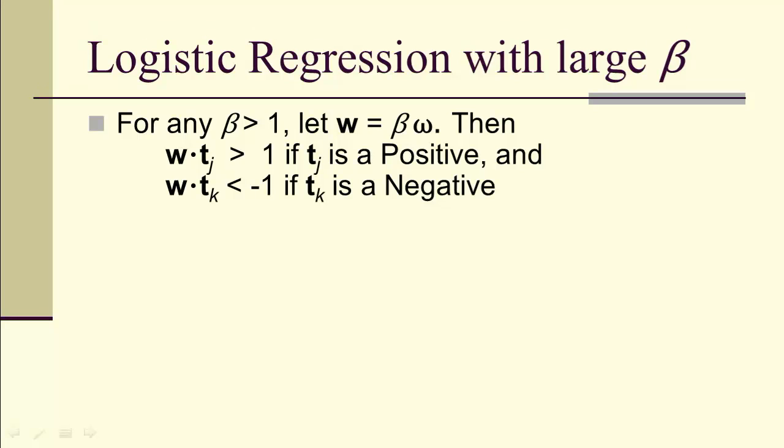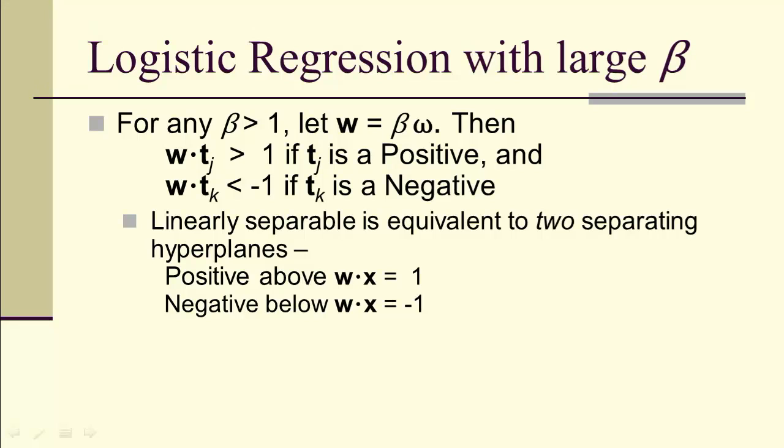So now we're going to redefine w, the parameter vector, to be beta times omega. And then across all possible omegas, what we're looking for is where w dot t sub j is greater than 1 if t sub j is positive, and w dot t sub k is less than negative 1 if t sub k is a negative. So that means that linear separation is equivalent to two separating hyperplanes. Positive above w dot x equals 1 and negative below w dot x equals negative 1.